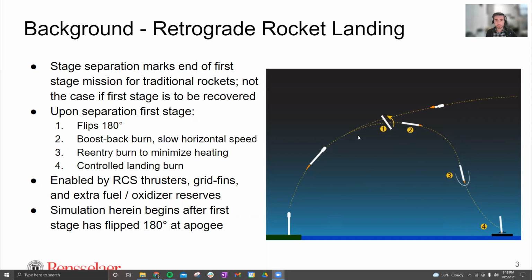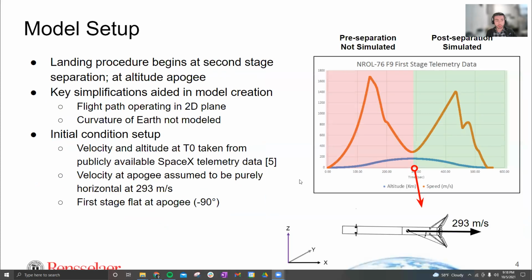So the simulation that I'm going to discuss in this slide begins right after one, starting at number two, right as this boost back burn occurs. All right, moving on, let's go to model setup.